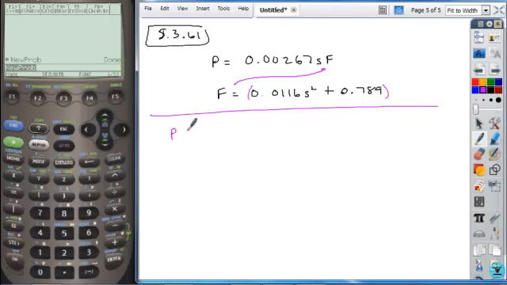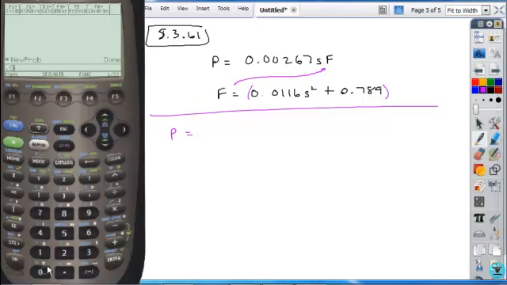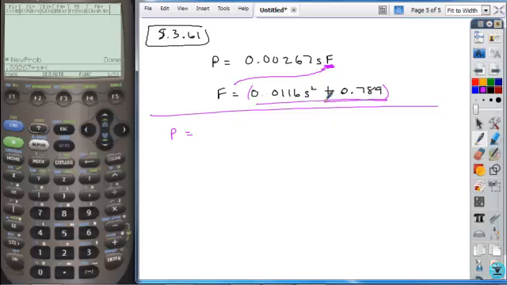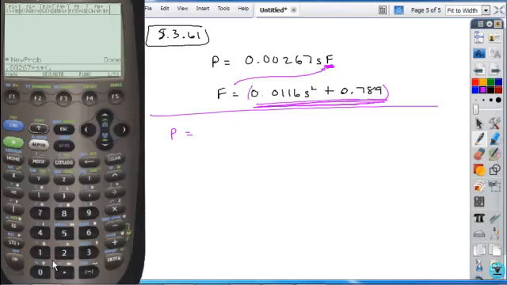Okay, so if you plug that into your calculator, we take the 0.00267 times s. I'm going to go ahead and use the s, so I have the right variables at the end. And then we're going to multiply that by this whole quantity. In grouping symbols, I'm going to substitute this f right here for its equivalent expression. So I'm going to plug in 0.0116, again I'll use s squared, plus 0.789. Close off the parentheses, and when I hit enter, I get my solution.